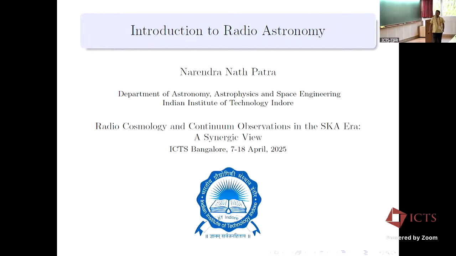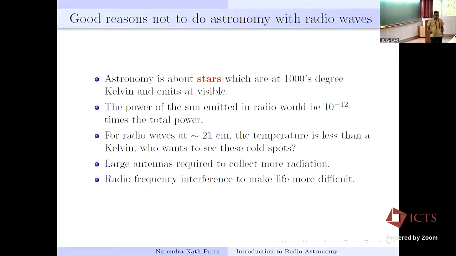All right. So just to start with, I will try to demotivate you first. There are many good reasons why you should not. I mean, the challenges of doing radio astronomy in longer wavelengths. So astronomy is about what? I mean, astronomy is about stars, right? And the stars have temperatures of thousands of degrees, right?